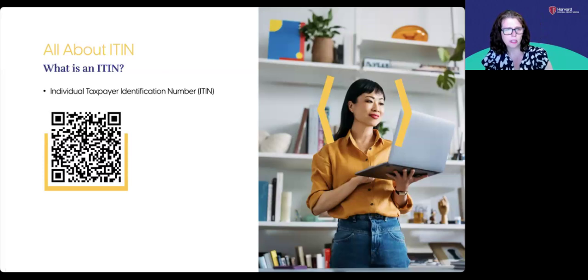And all taxpayers, regardless of your immigration status, are required to have some form of numerical identification for tax reporting and processing purposes. For US citizens and for eligible permanent residents, this is typically the Social Security number. You may have heard of that. But for others who are here temporarily, this may be the ITIN.